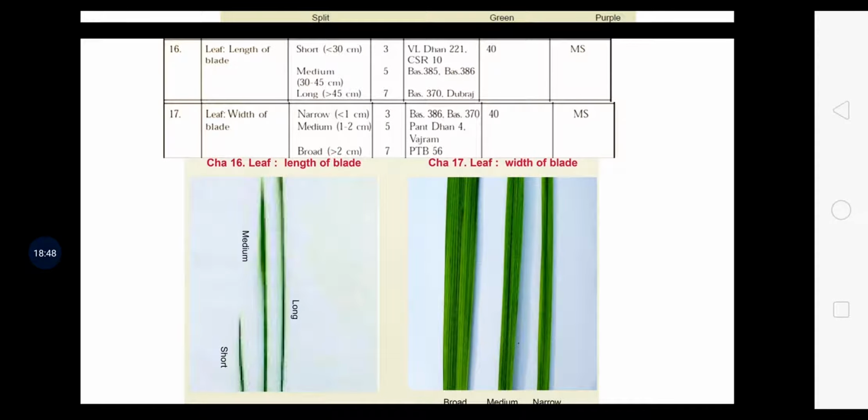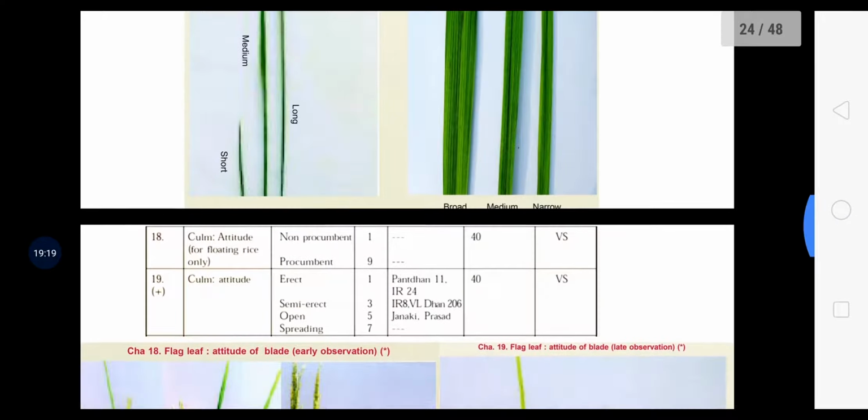Leaf width of blade. Okay, it is again characterized as narrow, medium and broad. Narrow is scored as 3, medium as 5 and broad as 7. If less than 1 cm it is narrow, medium is 1 to 2 cm and more than 2 cm is broad. For a narrow one, examples are Basmati 386, Basmati 370, medium Pantadhan 4 and Vajram. Then broad is more than 2 cm, that is PTB 56.